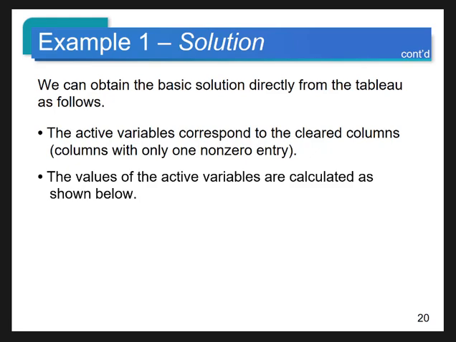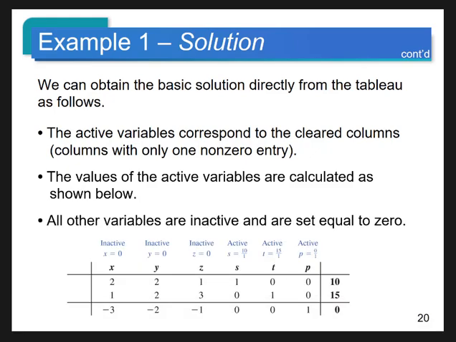And then we can calculate a value here. So right now, if we put in X, Y, and Z equals 0, well, that means all this is basically gone. S is equal to 10 divided by 1, T is equal to 15 divided by 1, and P would be equal to 0 divided by 1. We would have those values just by reading them out of the tableau, the table.